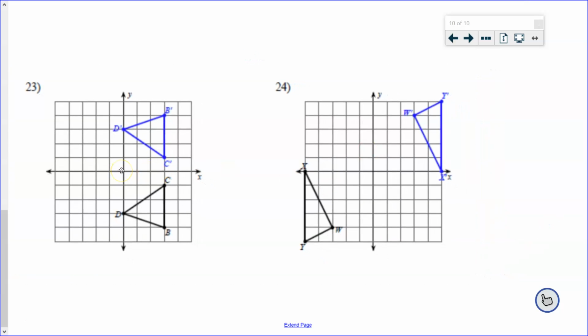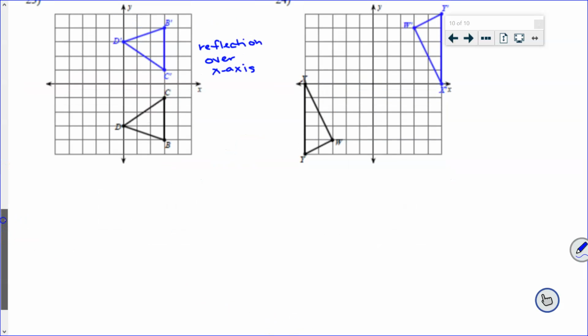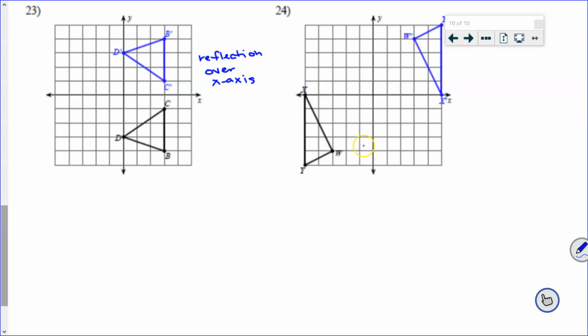First, look at number 23. Is this one a translation? No, it's a reflection. Reflection over the x-axis. So maybe you already know how to write a rule for this. Maybe not. Here's what I suggest. Pick a point. Just do it with one point. I like the point C. So again, here's C prime, so this is the original. And C has the coordinates of, let's see, 3, 1.